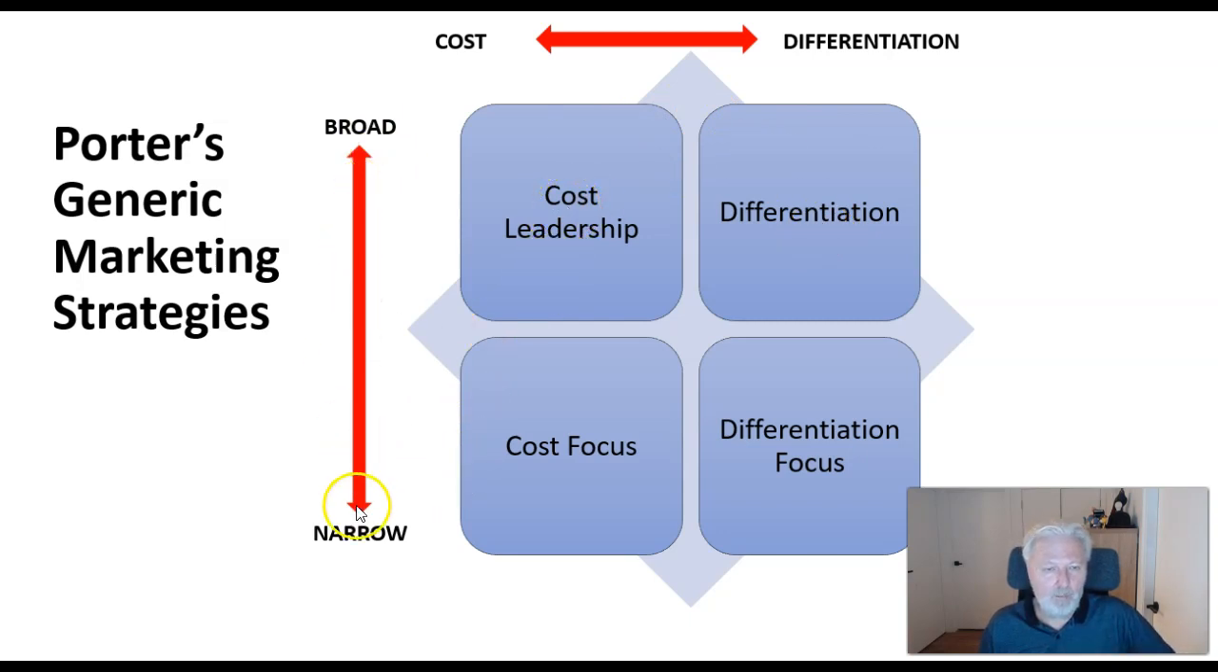And we can come down to quite small parts of the marketplace. This used to be just a focus or a niche player or a targeted player. So we can do the same thing, targeting a smaller segment, either on a cost basis or a differentiation basis.